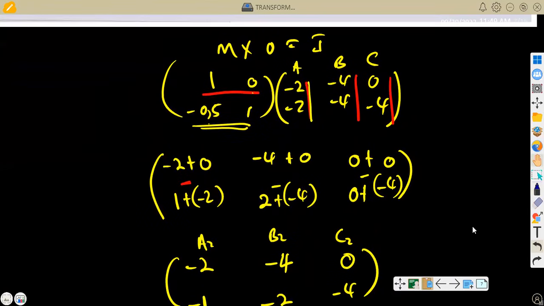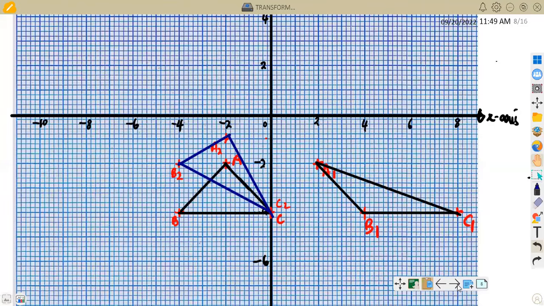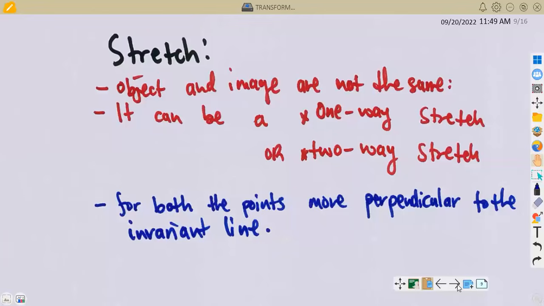That is the idea. Okay, so I want us to check this part here, which is on stretch. Stretch is divided into two. We've got the one-way stretch and the two-way stretch. So that is what we are given. And also, the object and the image are not the same, which means they are not isometries.